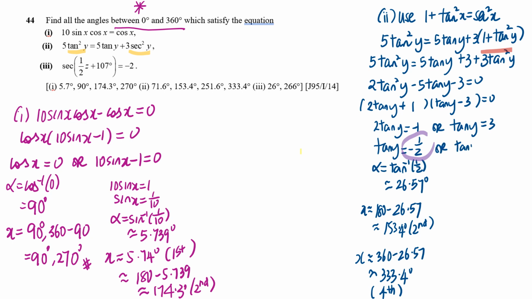Yes, continue the story. Tangent y equals 3. So alpha will be tangent inverse 3. Okay, tangent to be positive. Why positive? Because 3 is a positive value. Tangent y equals 3, so 3 is a positive value.